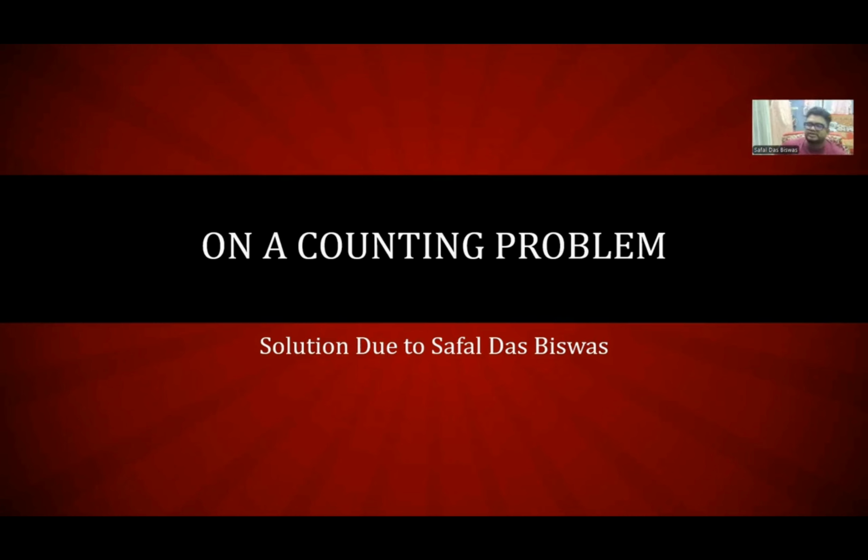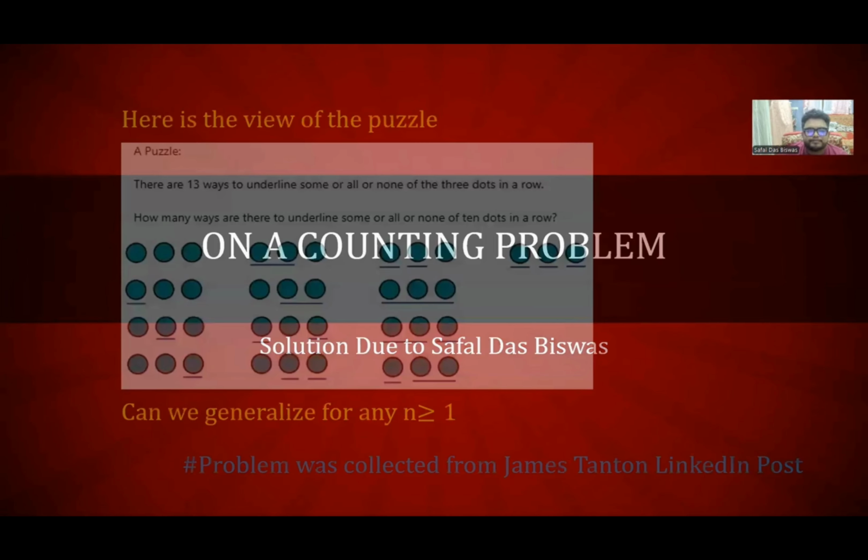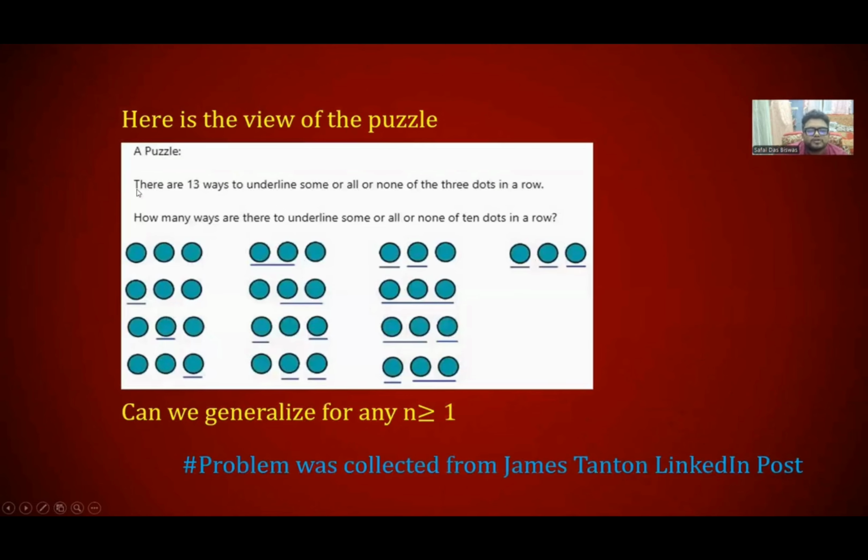So today I'm going to discuss a counting problem. The solution is due to me. And here is the view of this counting problem, a puzzle. There are 13 ways to underline some, all, or none of the three dots in a row. How many ways are there to underline some, all, or none of the 10 dots in a row?